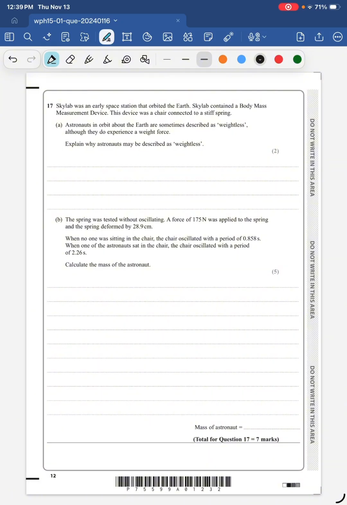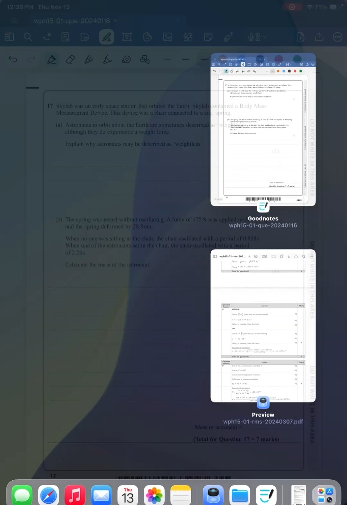Question 17. Skylab. Okay, let me fix my notes here. Skylab was an early space station that orbited the Sun. Skylab contained a body mass measurement device. This device was a chair connected to a stiff spring. Now I'm curious, what is Skylab? I never heard of it before.